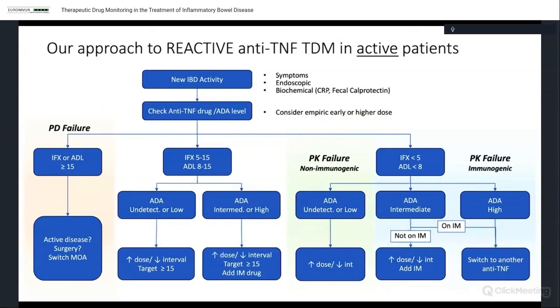Of course, if there is intermediate or high anti-drug antibody levels, we're going to increase the dose or decrease the interval. We're still going to target higher levels, but we may need to add an immune modulator drug in an attempt to reverse the antibodies.